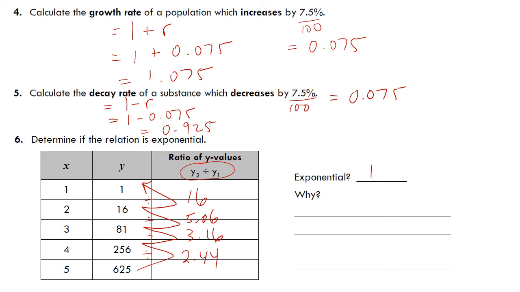No. And make sure you know the why. Why is it not exponential? Because the ratios were not equal. If all of those numbers were the same, then we would say yes, it is exponential. Why? Ratios are equal or were equal.